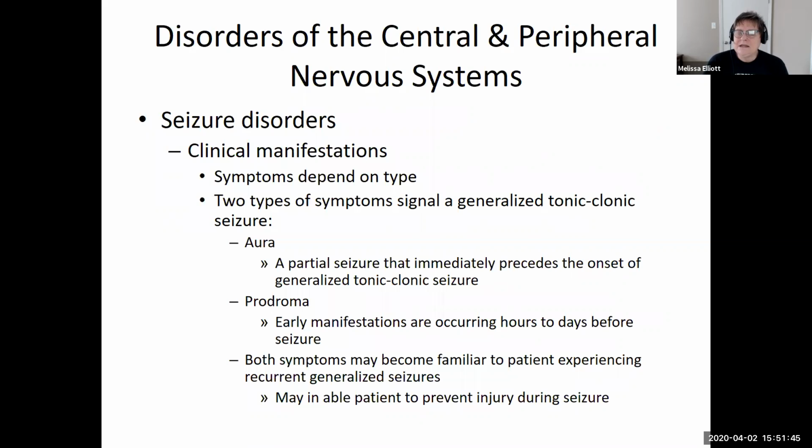Prodroma is basically an early manifestation of the onset of a seizure. A lot of people that have seizure disorders can have this feeling coming on, and they can feel it usually hours to potentially days before a seizure. Using these and knowing what your body does during a seizure can actually help these patients experience safety during a seizure, and it can prevent them from injuring themselves so they can get someplace like a bed or a sofa or something like that so they don't end up hurting themselves.